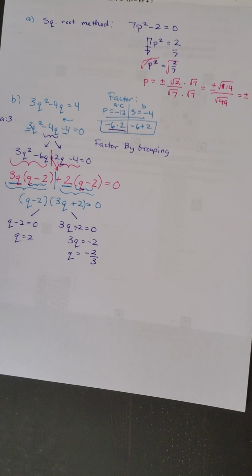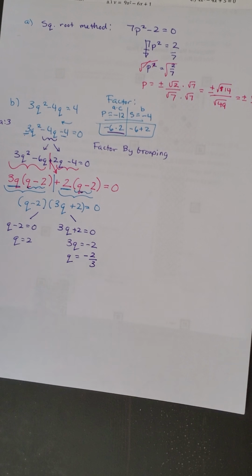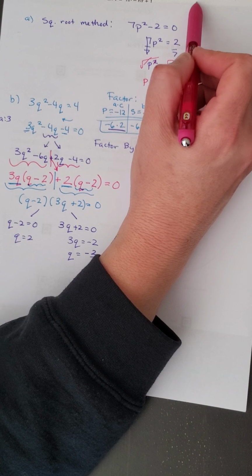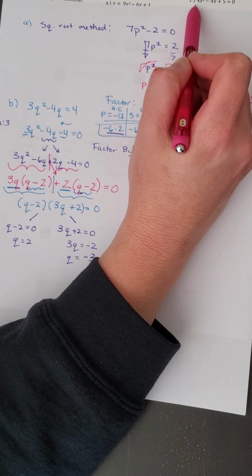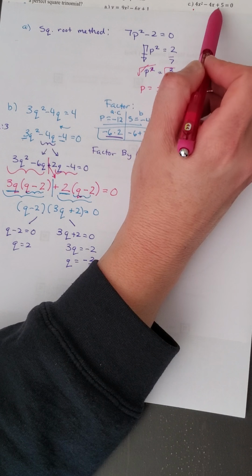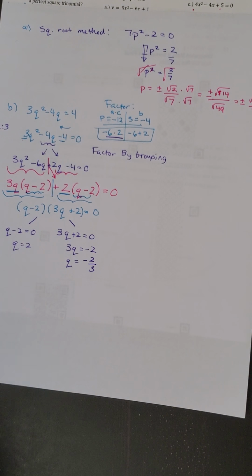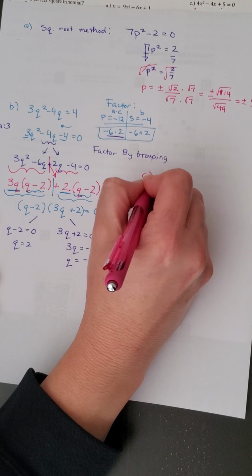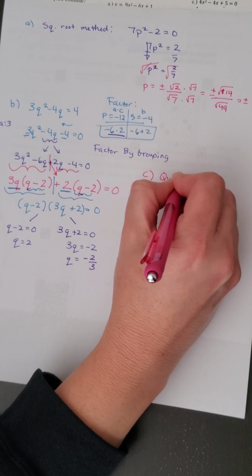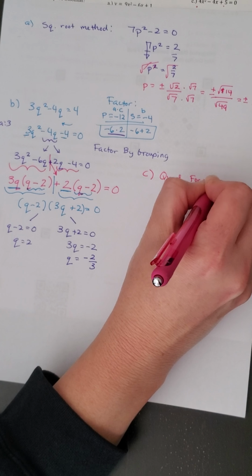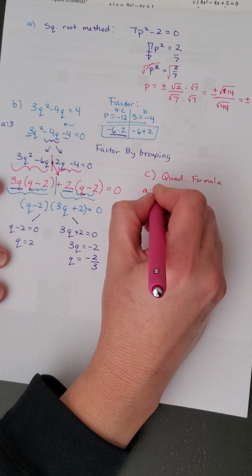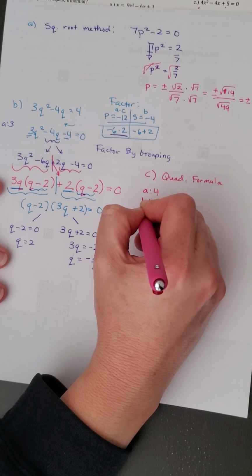All right, the next one, in my head, I'm kind of doing a check. Is there anything that I'm trying to factor this? I can't use the square root method, and a isn't 1, so I don't want to use complete the square. So in my head, I'm thinking, does anything multiply to 20 and add to negative 4? And I can't think of any two numbers that do that. So on this one, I'm going to use the quadratic formula. All right, so a is 4, b is negative 4, and c is 5.